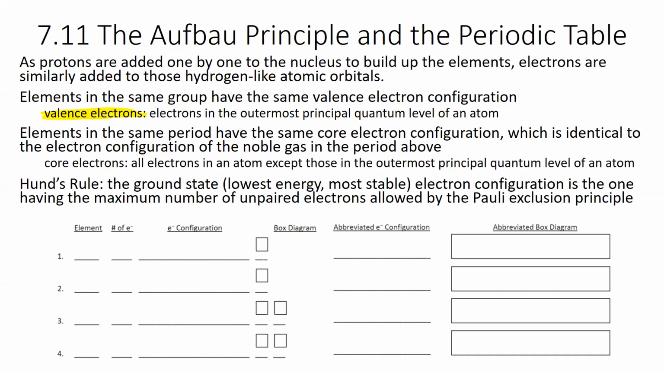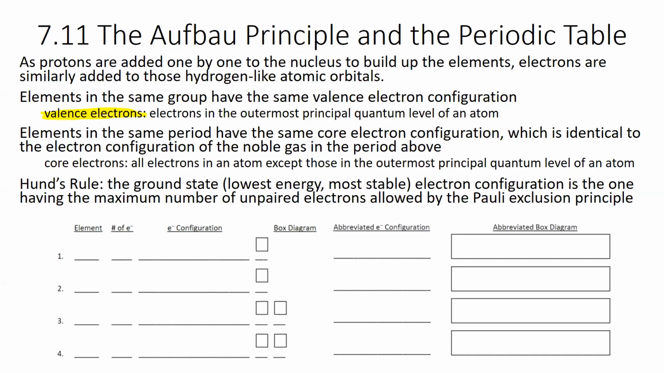Since they're the farthest out, they're the ones that are going to be involved in things like bonding. They're largely the electrons that are most likely to be given off for a cation, or you could fill an orbital for an anion. So that's elements in the same group.